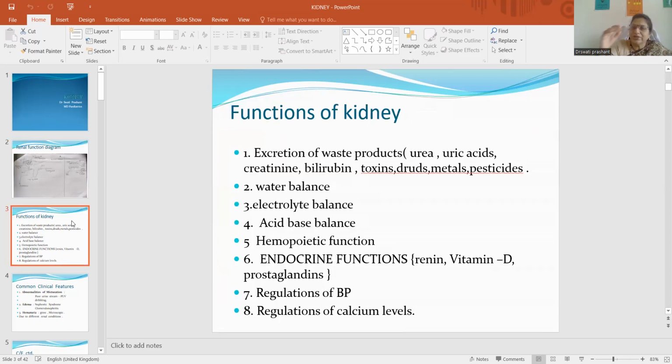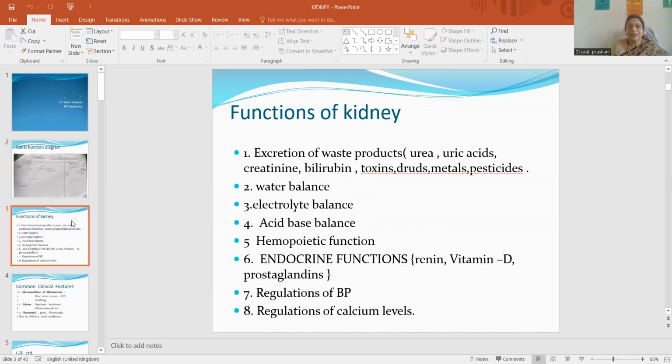Now, before going to the different renal disorders, we should understand what are the different functions of the kidney, so that if we know the functions, we can correlate all the clinical features to those functions and we can investigate accordingly. Excretion of the waste products, that is urea, uric acid, creatinine, bilirubin, toxins, drugs, metals, pesticides. These are the common waste products which are excreted in the urine.